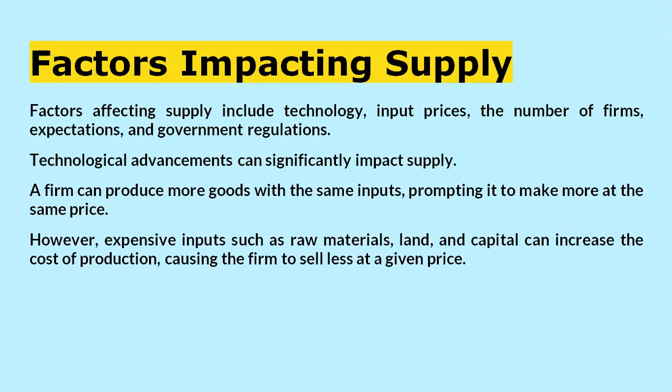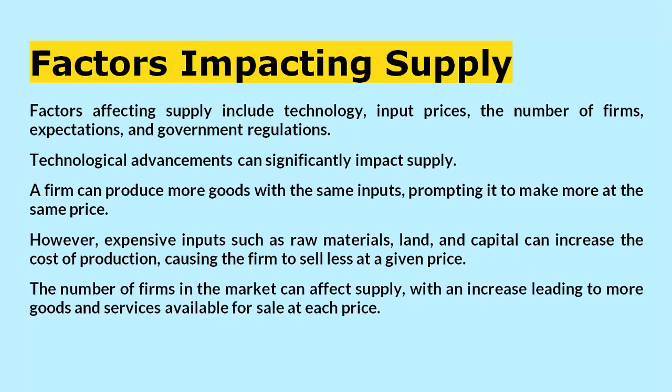However, expensive inputs such as raw materials, land, and capital can increase the cost of production, causing the firm to sell less at a given price. The number of firms in the market can affect supply, with an increase leading to more goods and services available for sale at each price.